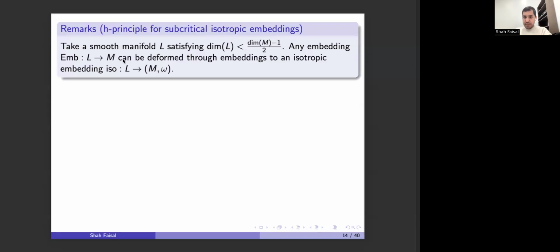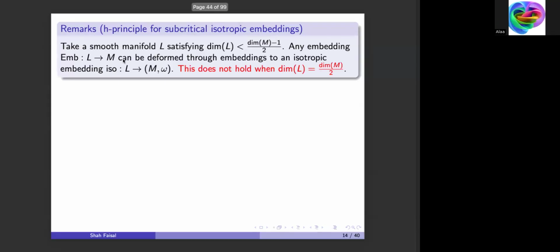Sorry, in this case, is it strictly less than half of the dimension, or less or equal? Strictly less than half of the dimension. Yeah, so in the remark it is less or equal, no? I mean, you're going to get even dimensions for L anyway. Ah, yes, exactly. Sorry, sorry.